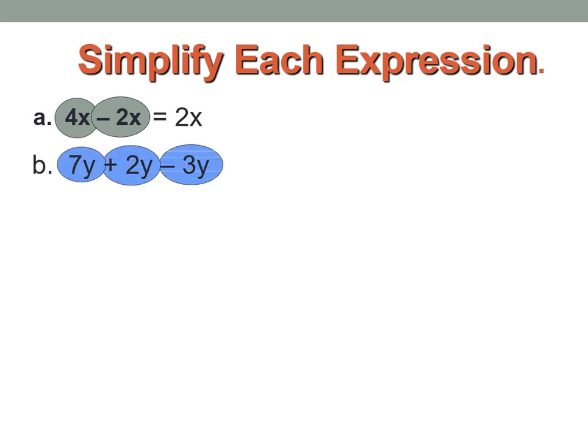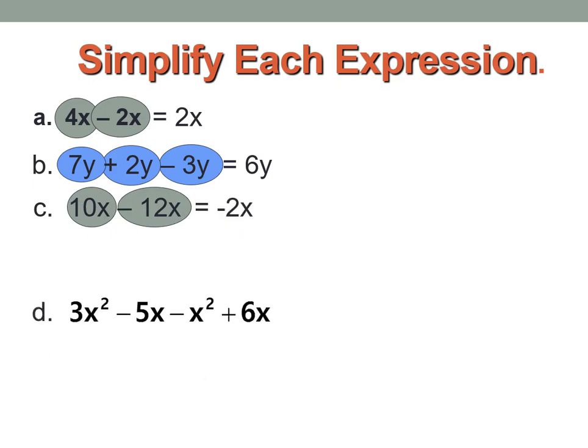Let's take a look at this. I now have 3 terms that are part of the y family, and I can combine them. So 7 plus 2 minus 3 would give me 6, and I would keep the y there to say that it's part of the y family. All right, now we've got 10x minus 12x. They're part of the x family. I'm going to combine like terms, and I would get negative 2x.